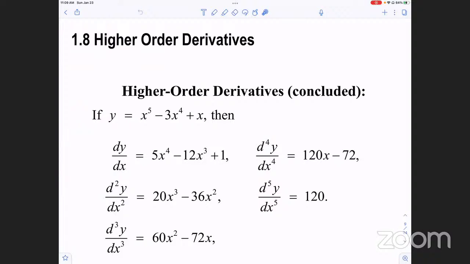If y is given by this, then the derivative of y with respect to x, or in other words, our dy by dx is this, right? The second derivative, so basically the derivative of this, the 4 comes down, 3 times 12 is negative 36, derivative of a constant is 0, we get this. The third derivative is here, the fourth derivative is here, and the fifth derivative is here. Once we go to the sixth derivative, it's 0 from that point on, right?